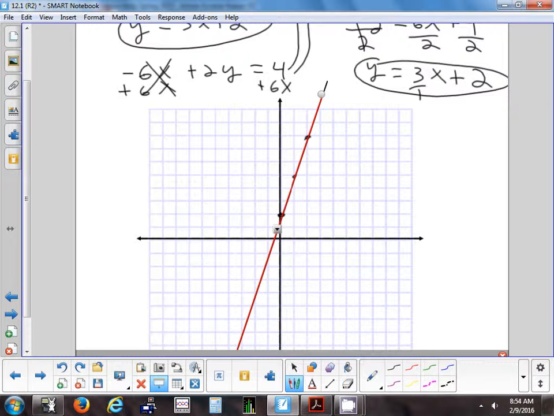So where do these two lines cross? Everywhere. So how many solutions do we have? Yeah, we have infinite solutions. Okay, they cross everywhere. So there's infinite solutions.